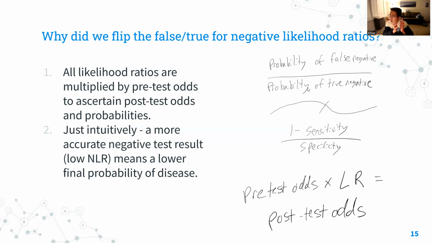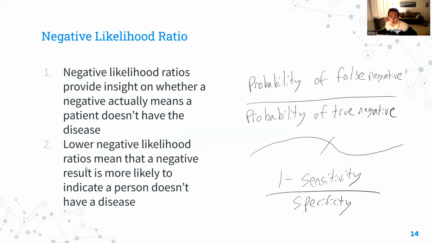Because if you had certain odds of having a disease and you got a negative test result, your odds of having the disease after the negative test result should be lower, given that the negative test result is accurate and believable. So if we're multiplying something and we want the result to be smaller, we better be multiplying by a smaller number, right? So a more accurate test with a lower NLR means a lower final probability of disease. This is important to know, but a bit outside the scope of this video. You can read more about this if you like. I'll provide some links in the description, but that's why we flipped it. It explains why lower is better for negative likelihood ratios, and why we flipped this 1 minus term compared to the positive likelihood ratio, where bigger is better.